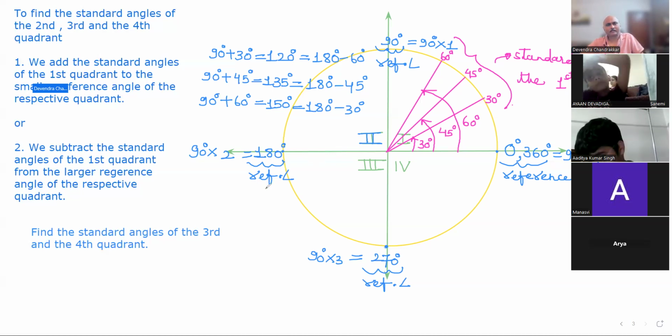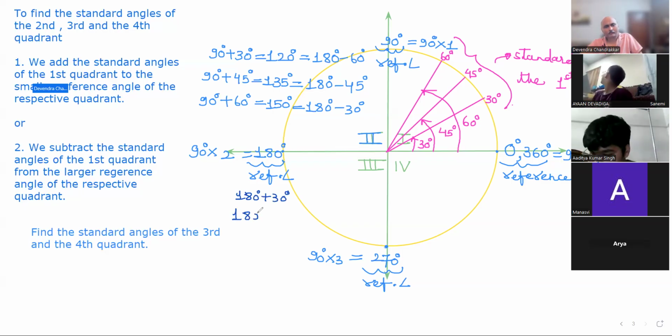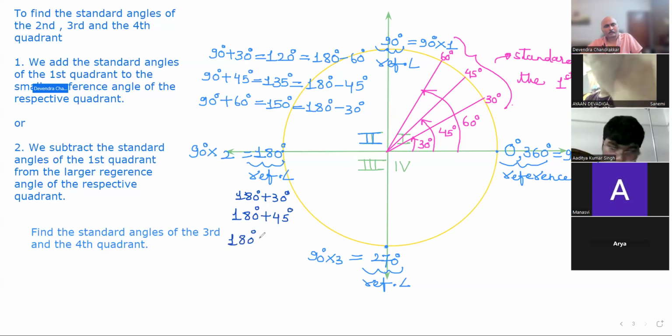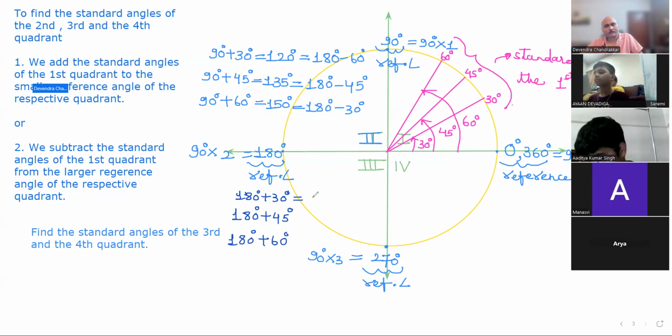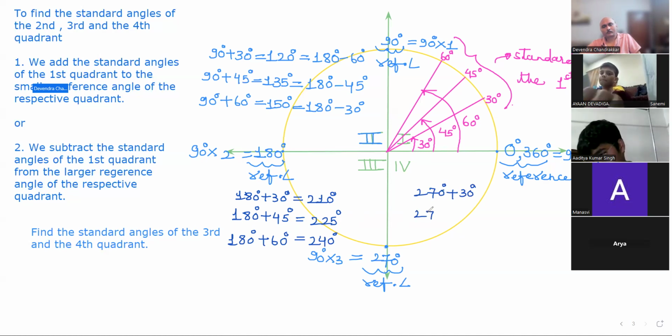So I'll write the answers for this. For the third quadrant, I'm just adding to 180. So 180 plus 30, to the smaller angle we add 45, and this is 180 plus 60. So we get 210 degrees, 225 degrees, and this is 240 degrees. To this 270 we add 30, 45, and 60.